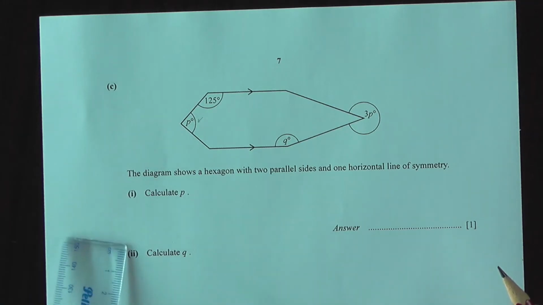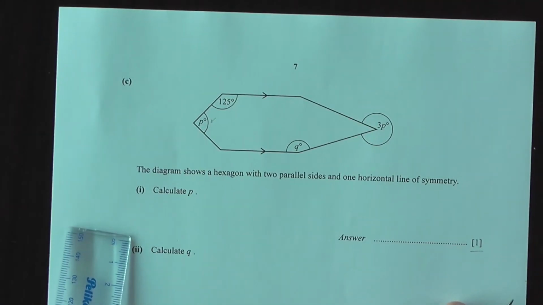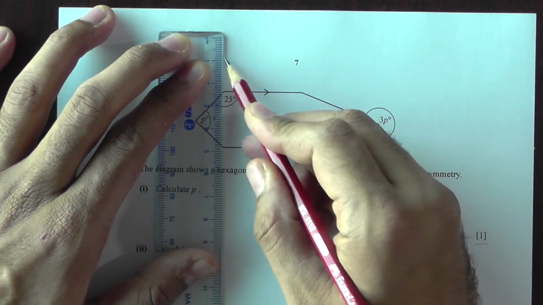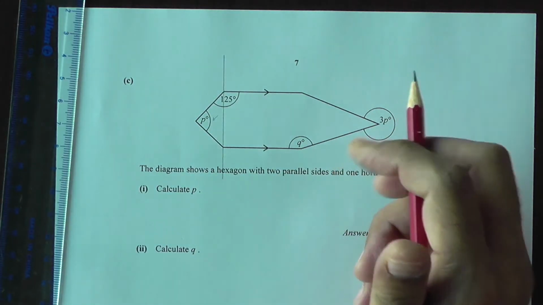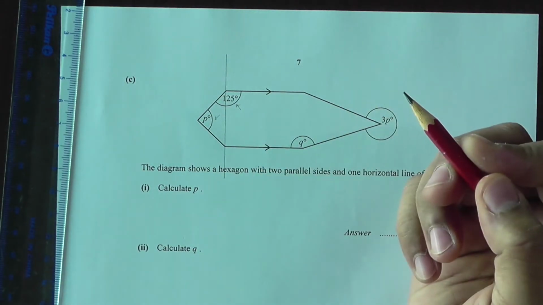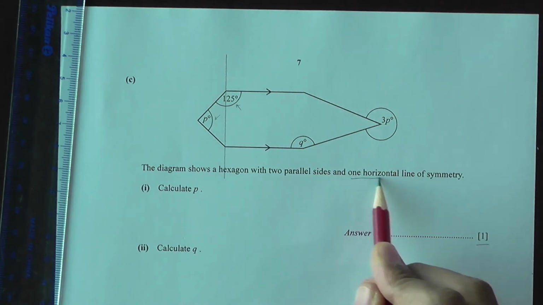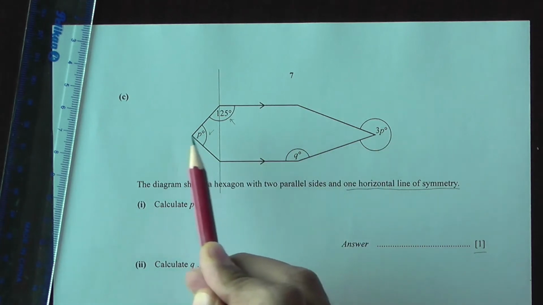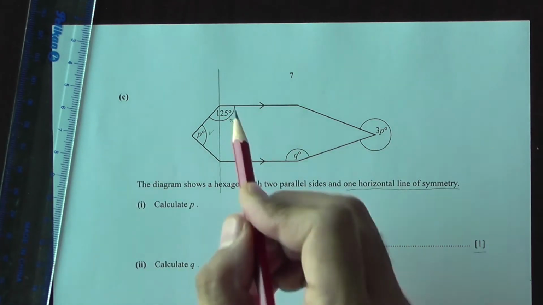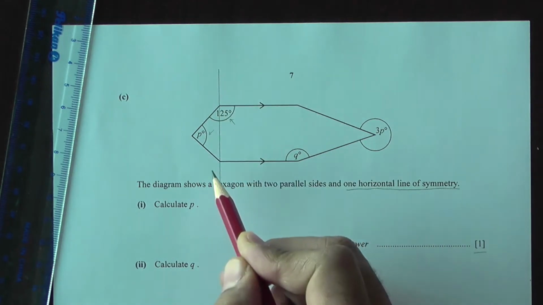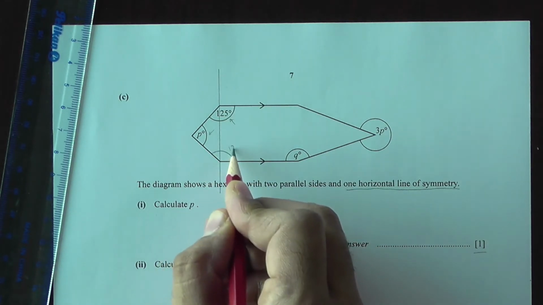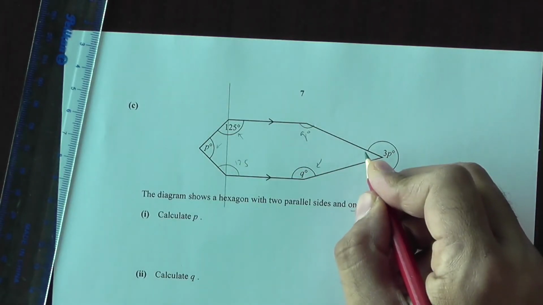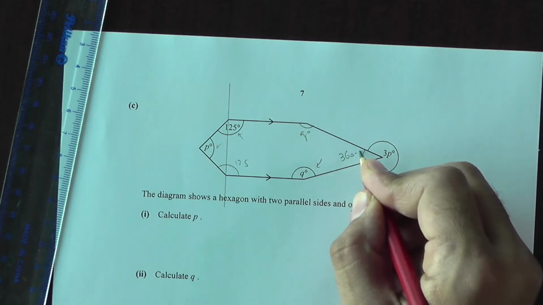Since this is a 1-mark question, the easiest way of going about this is, first, you draw a vertical line connecting these 2 points. Okay, so this angle right here is 125 degrees, and the question says exactly 1 horizontal line of symmetry. That means the line of symmetry goes through the shape from the center. If it does, every angle that is on the top is also present at the bottom. So this is also going to be 125 degrees. And since this is Q, this angle is also going to be Q degrees. And this angle is going to be 360 minus P.